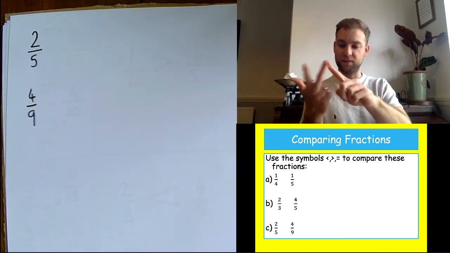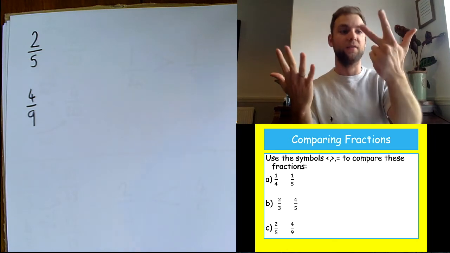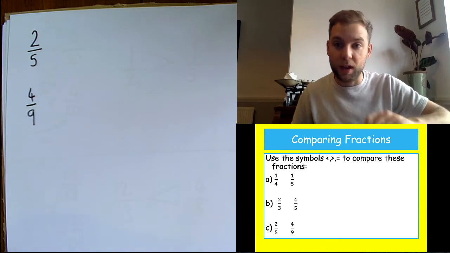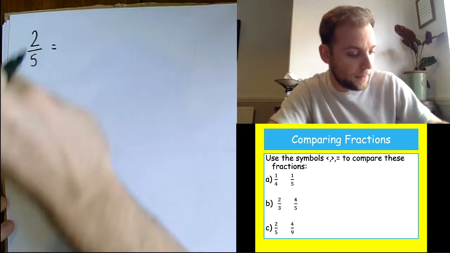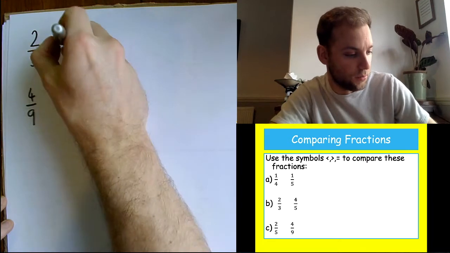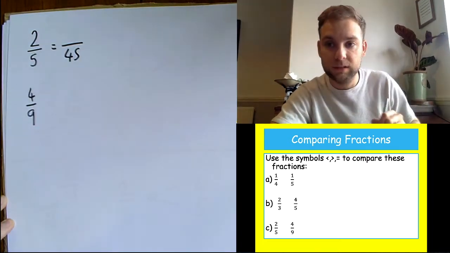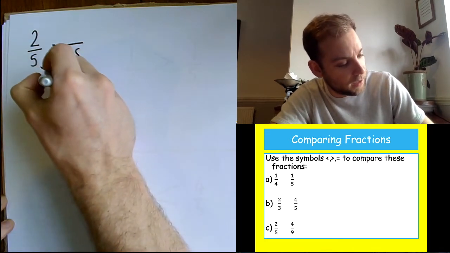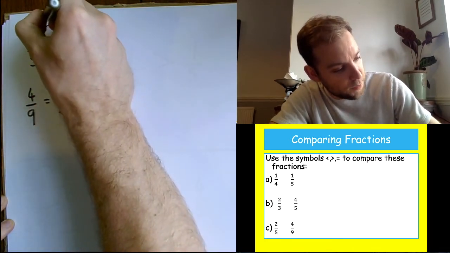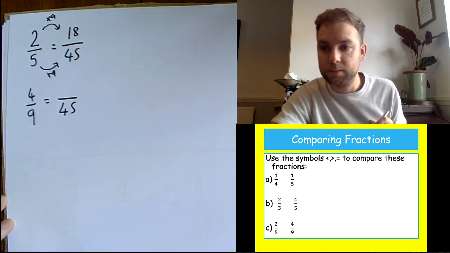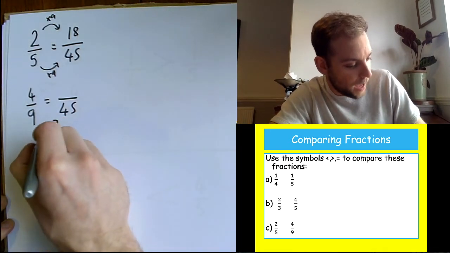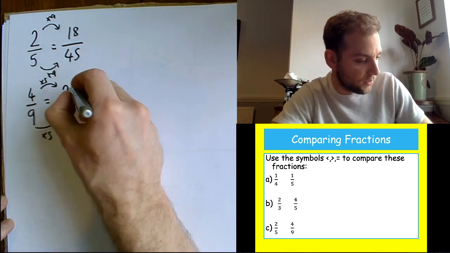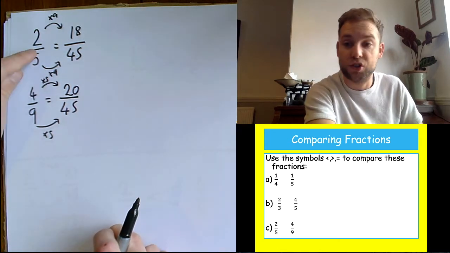So 5, 10, 15, 20, 25, 30, 35, 40, 45. So 45 goes into it. And I know that 9 goes into 45 5 times. So it's going to be over 45 and over 45. So what do I need to times this one by? Well, times by 9. Times by 9. 2 times by 9 is 18. What do I need to times this one by? Times by 5. So I need to times the top by 5. So this is going to be 20 on the top, which means that this one here is smaller.